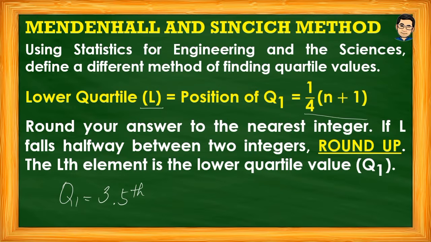So we need to get the exact location of our quartile 1. So the 3.5, we round it up as 4. This means that when we arrange the data in ascending order, our fourth data is the quartile 1 value. So again, the 3.5 there is only the position, the location of our quartile 1, the lower quartile.